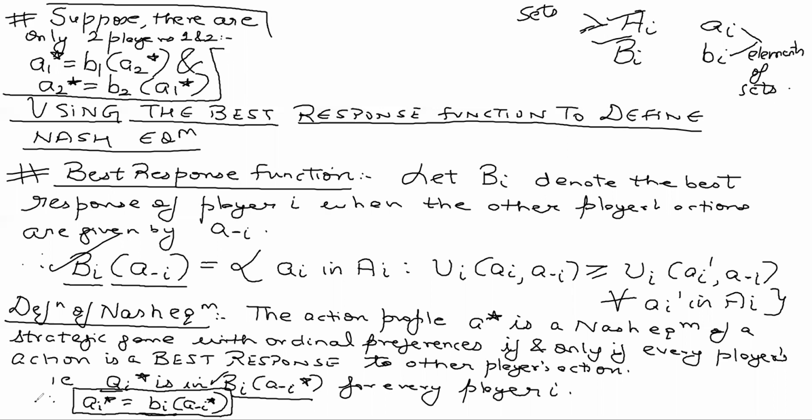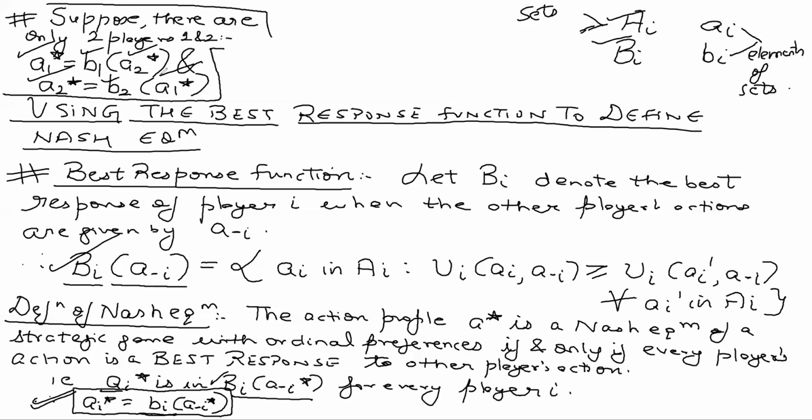So the definition at the bottom, I have generalized for two players. A_i star is equal to B_i as a function of A_minus_i star. So A1 star is B1 as a function of A2 star, and A2 star is B2 as a function of A1 star. How will I read this? Equilibrium action of player 1 is the best response of player 1 in response to player 2's equilibrium action, and equilibrium action of player 2 is the best response of player 2 to equilibrium action of player 1.